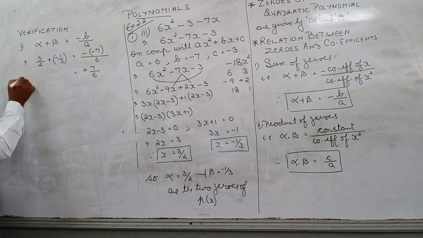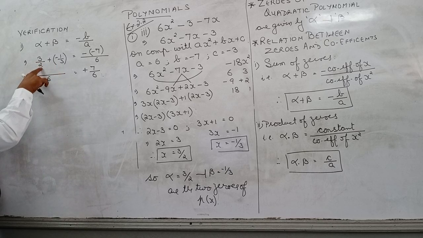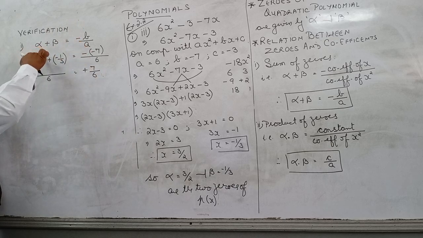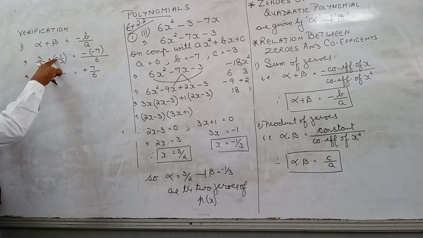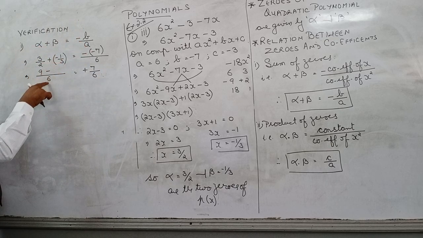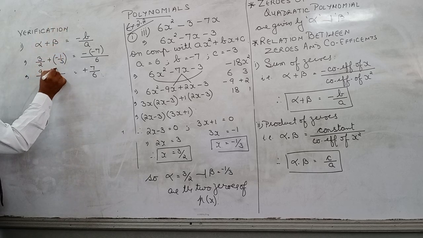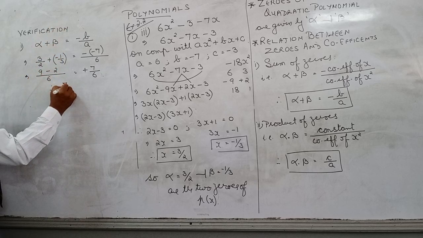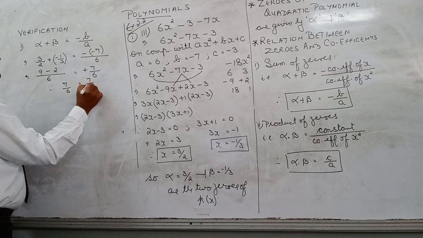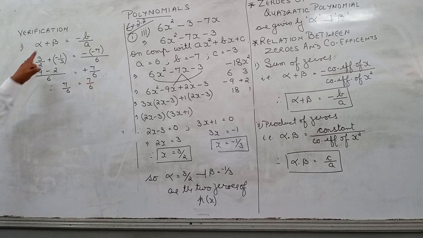Check it out. Open the bracket over here. 2 and 3, what is the LCM? 6 is the LCM. 2 goes in 6, 3 times. So 3 3s are 9. Plus into minus, minus. 3 goes in 6, 2 times. 2 1s are 2, 9 minus 2. 7 upon 6. 7 upon 6. Is it verified? Left hand side is equal to right hand side.